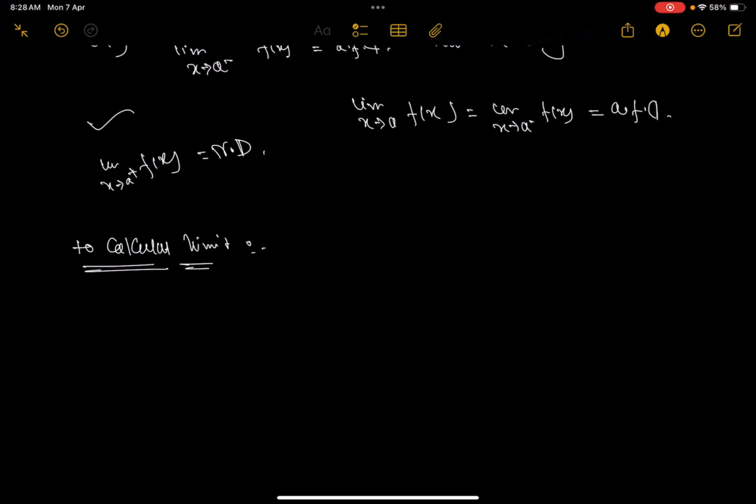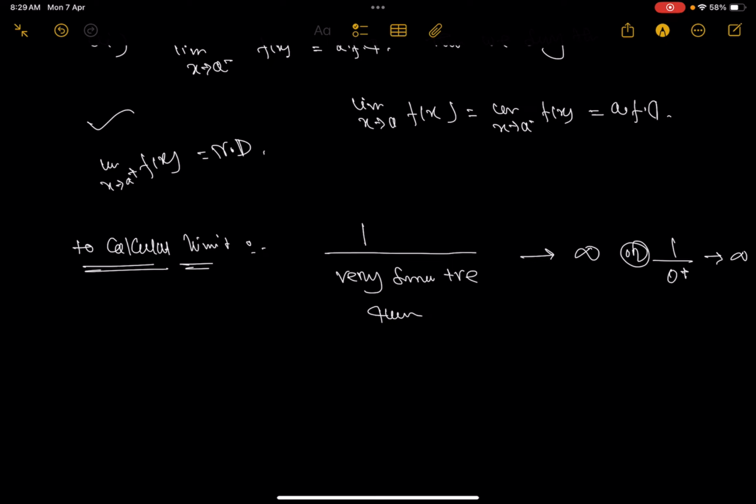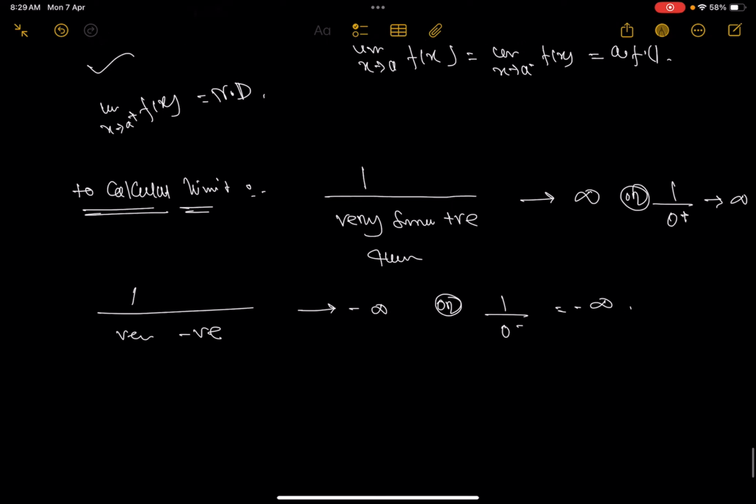Some important concepts. 1 by a very small positive quantity goes to infinity. Or 1 by 0 plus goes to infinity. 1 by a very small negative quantity goes to minus infinity. Or 1 by 0 minus goes to minus infinity.